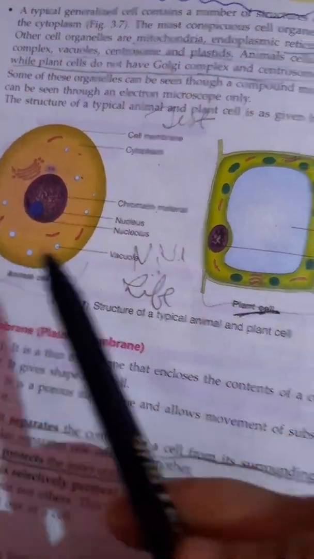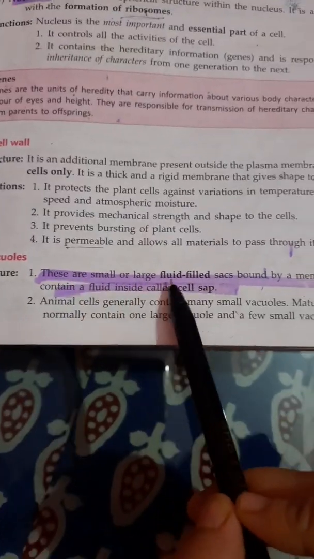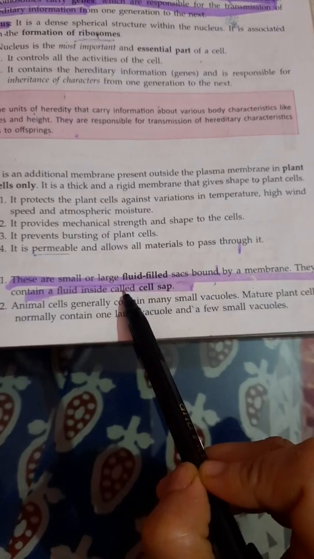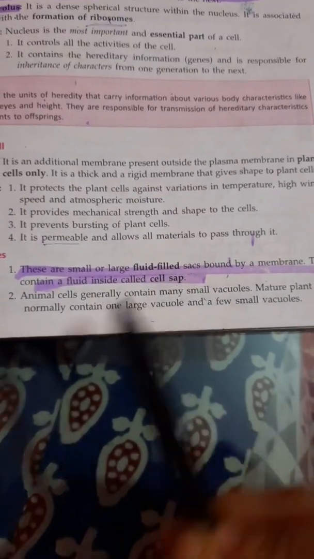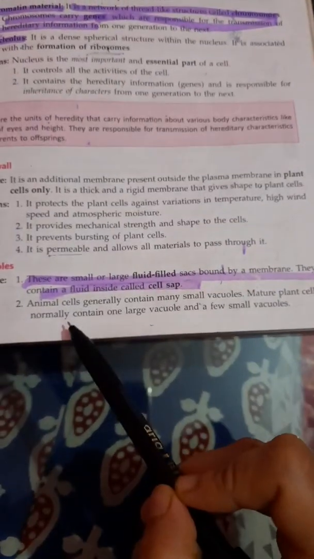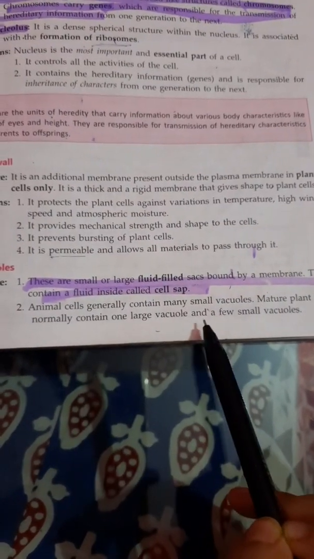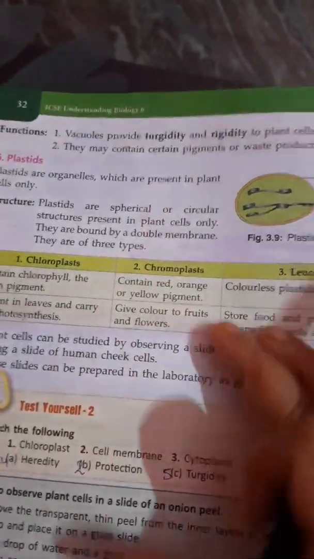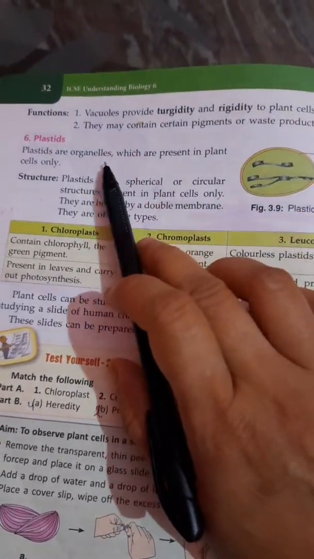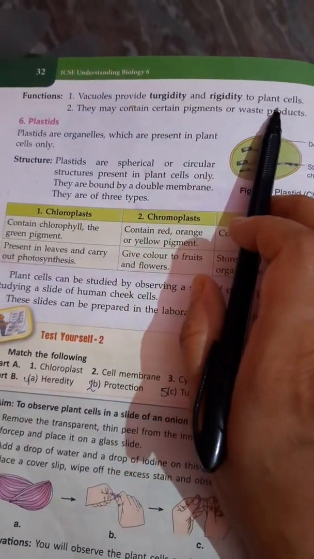Next one is the vacuole. You can see vacuole is present in the animal cell as well as in the plant cell. These are small or large fluid-filled sacs bound by a membrane. They contain a fluid inside them known as the cell sap. Animals generally contain many small vacuoles. Mature plants normally contain one large vacuole and a few small vacuoles. So what is the function of a vacuole? Vacuole provides turgidity and rigidity to the plant cells. They may contain certain pigments or waste material.